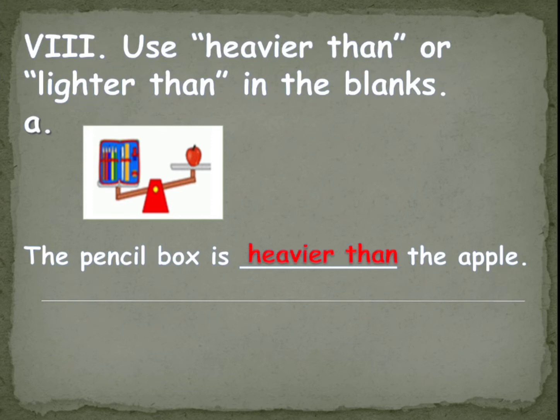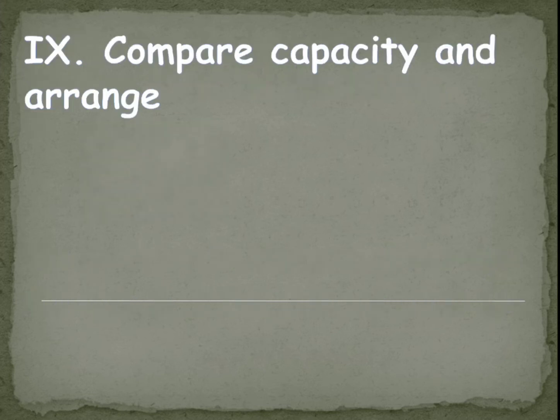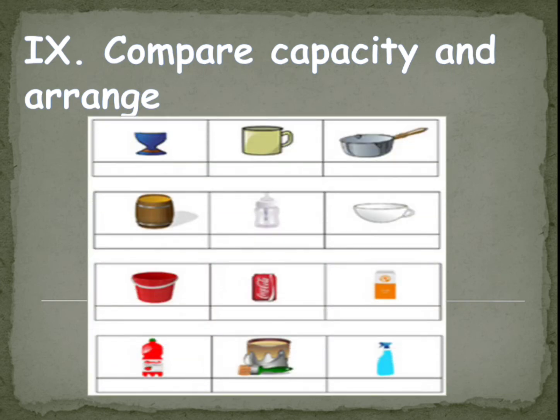Or the apple is dash the pencil box, that means lighter. Apple pan is up, isn't it? So you'll write lighter. So in this way I might give you, so you need to use the words heavier than and lighter than to fill in the blanks. Okay. Next one, compare the capacity and arrange. So you need to compare the capacity and you need to arrange the same thing.